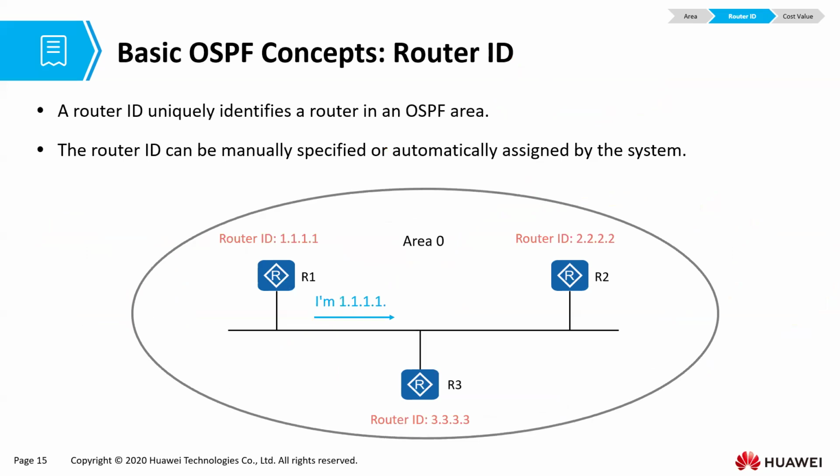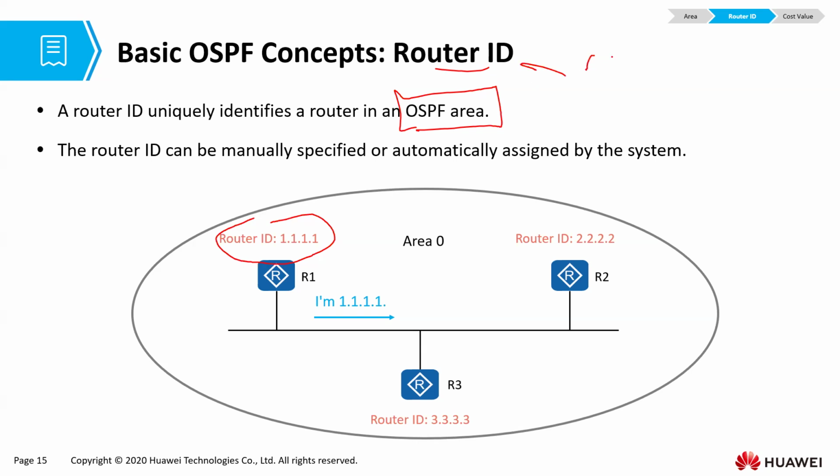Then we have router IDs, which basically identify a router in an OSPF area. We have an IP address, which identifies a host in a network. We have a router ID, which identifies a router in an OSPF area. Two different things, though they are both identifiers. So every router in an OSPF area has a router ID.